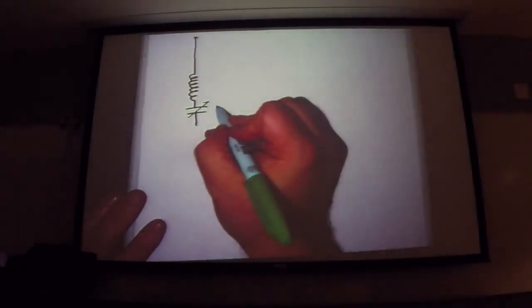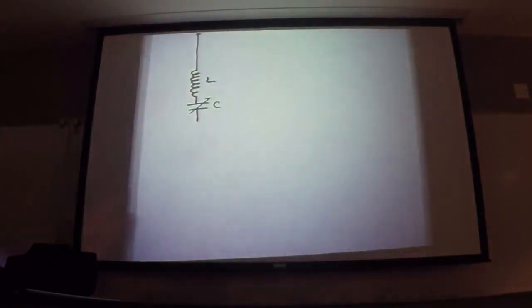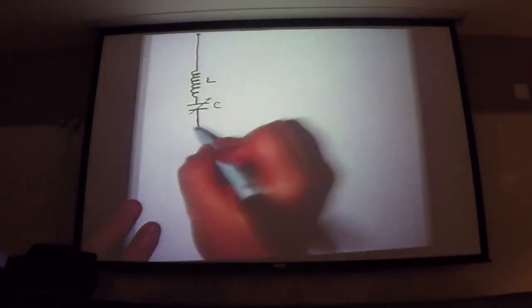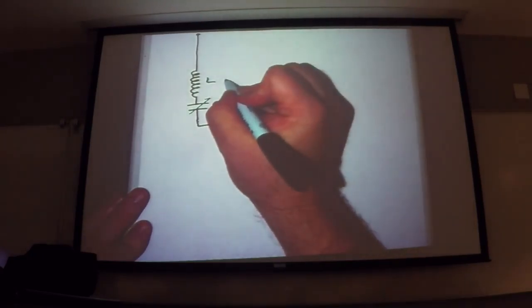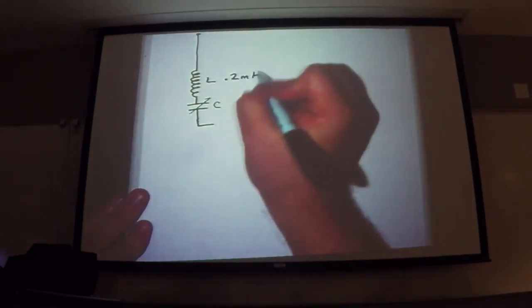I could also equally have a variable inductor as well. So I could have a variable inductor or a variable capacitor. Either one. In this case, I'm going to make a variable capacitor here. And then this would go to an amplifier and into something else. So let's say that the inductor, I don't know, 0.2 millihenries, okay? 0.2 millihenries.